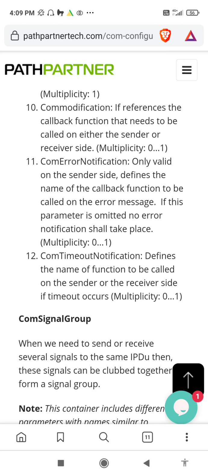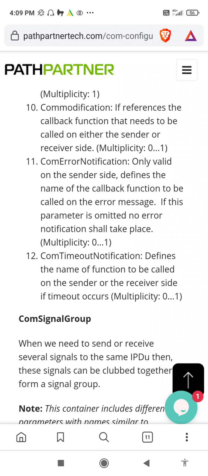Multiplicity 0..1. COM signal group. When we need to send or receive several signals to the same IPDU, then these signals can be clubbed together to form a signal group. Note: this container includes different parameters with names similar to COM signal container and act exactly the same, only on a signal group rather than individual signals. Therefore, in this section I will only mention the parameter names. To understand their behavior, please refer to the COM signal section.